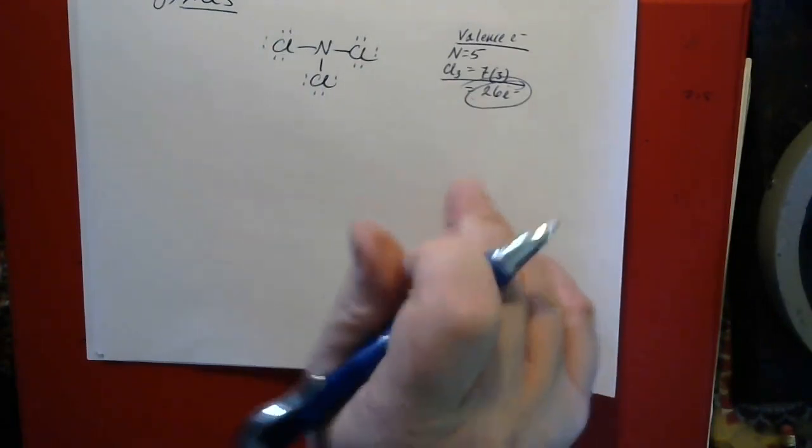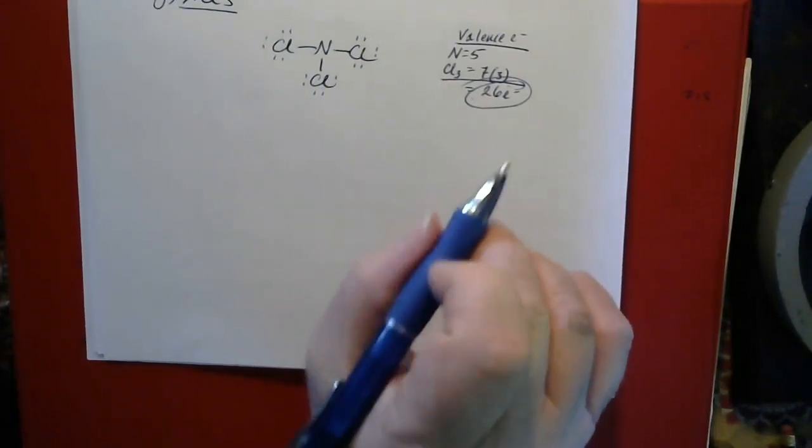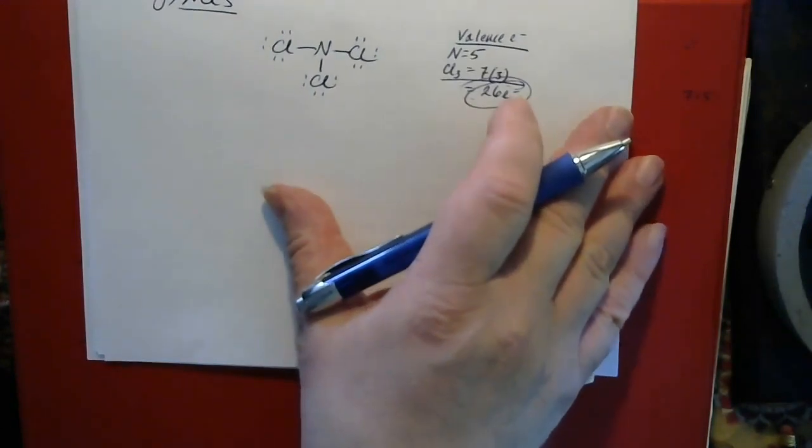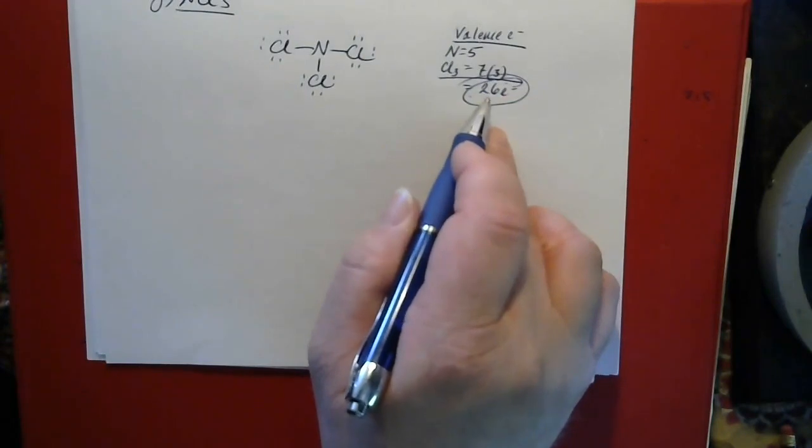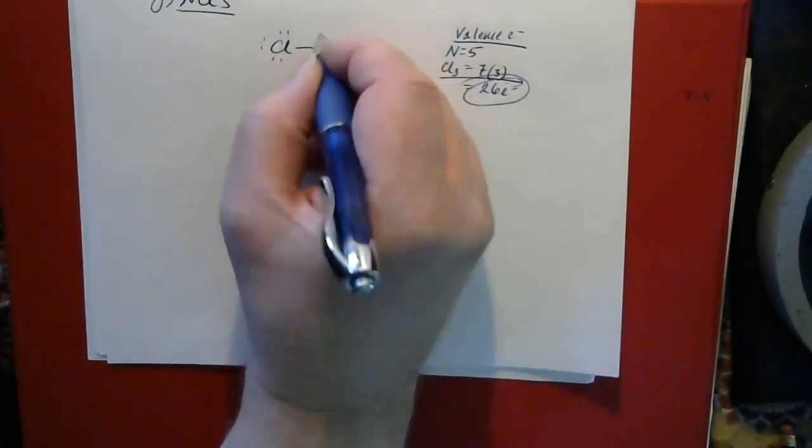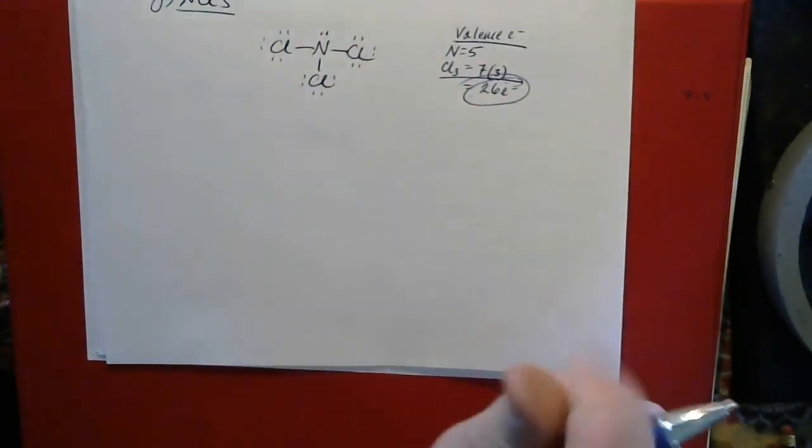The rule says at this point, if you have more electrons left over to go, you put them on the central atom as lone pairs. We've got 2 electrons to go. That's enough for 1 lone pair. So we put that on the central atom like so.